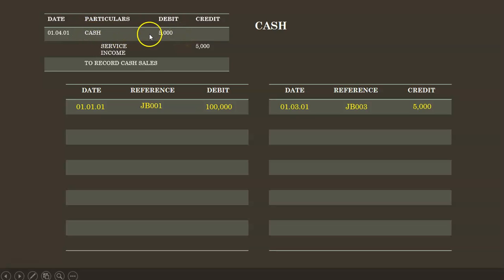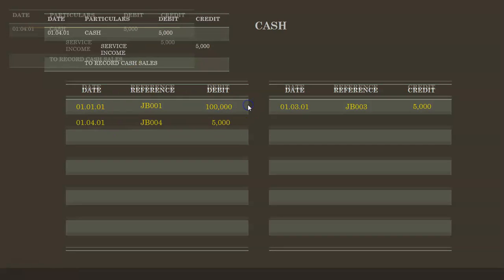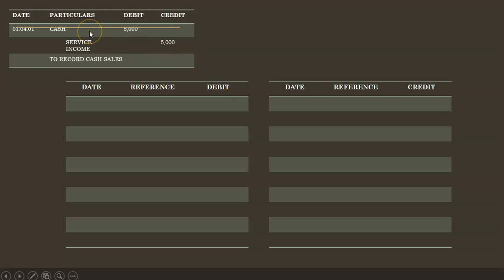So this is our entry number 4 in our journal book. We have here debit cash again, 5,000. So let us post it. Okay, we are done with this. So let us cross out the cash, and let us post the 5,000 pesos service income. We are done with this. So let us cross out the service income.